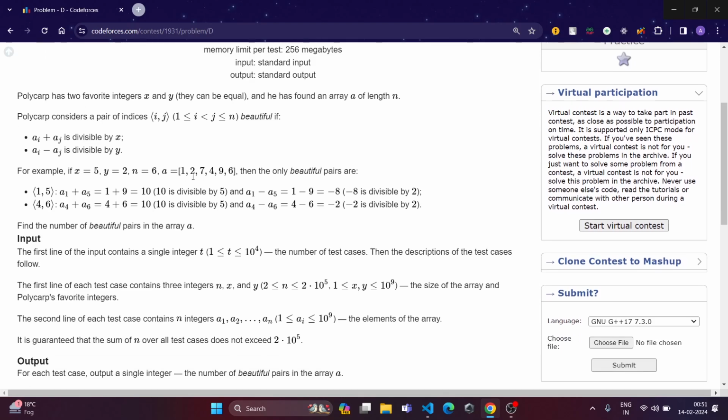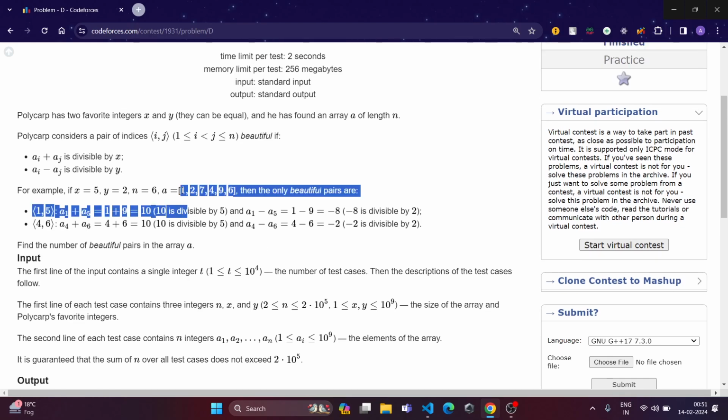For example, let's see in this array 1 2 7 4 9 6, if x and y are 5 and 2. So if we choose the elements 1 and 9, then 1 plus 9, that is 10, will be divisible by 5, and 1 minus 9, that is minus 8, will be divisible by 2. Similarly, if we choose the elements 4 and 6, then 4 plus 6 is 10, which is divisible by 5, and 4 minus 6, that is minus 2, will be divisible by 2.